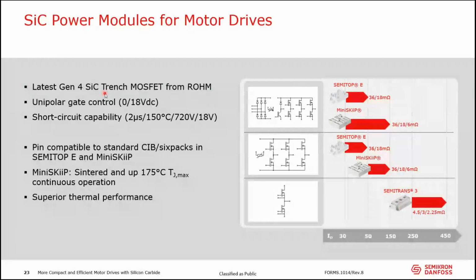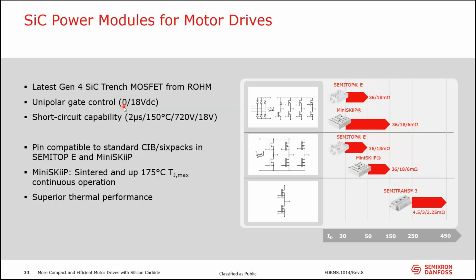I mentioned that already. We use the 4th generation of SiC MOSFETs from Rohm, and these come with some cool benefits. One is the unipolar switching, so you don't need negative voltage here. You can safely switch them with 0 volt off and 18 volt gate voltage on without any risk of parasitic turn on or any kind of these things. So that is a safe switching with unipolar gate voltage.